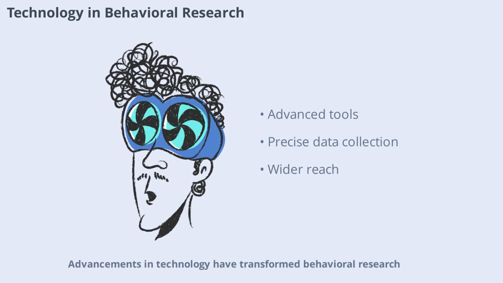Advancements in technology have transformed behavioral research. Tools like eye-tracking devices, wearable sensors, and computer-based experiments allow researchers to collect more precise and detailed data. Online surveys and virtual interviews make it easier to reach diverse populations. Technology enhances data collection, analysis, and the overall quality of behavioral studies.